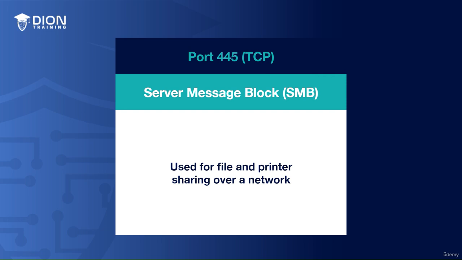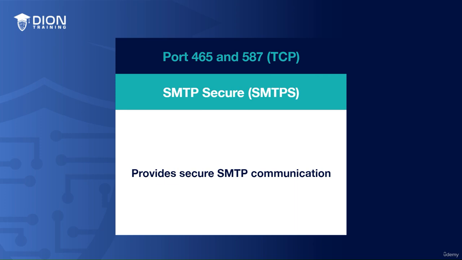Port 445 is going to be used for SMB, or the Server Message Block, and it's going to be used for file and printer sharing over a network, and operates using port 445 using TCP. Next, we have ports 465 and 587, which are going to be used for SMTPS. SMTPS is also known as SMTP Secure, and it provides us with secure SMTP communications to send our emails over port 465 or 587 using either SSL or TLS and a TCP connection.